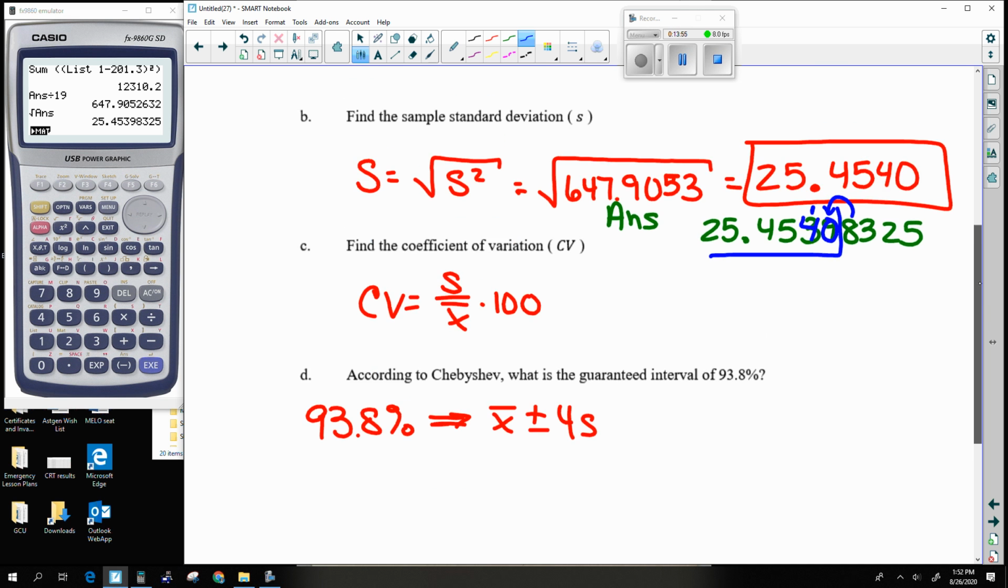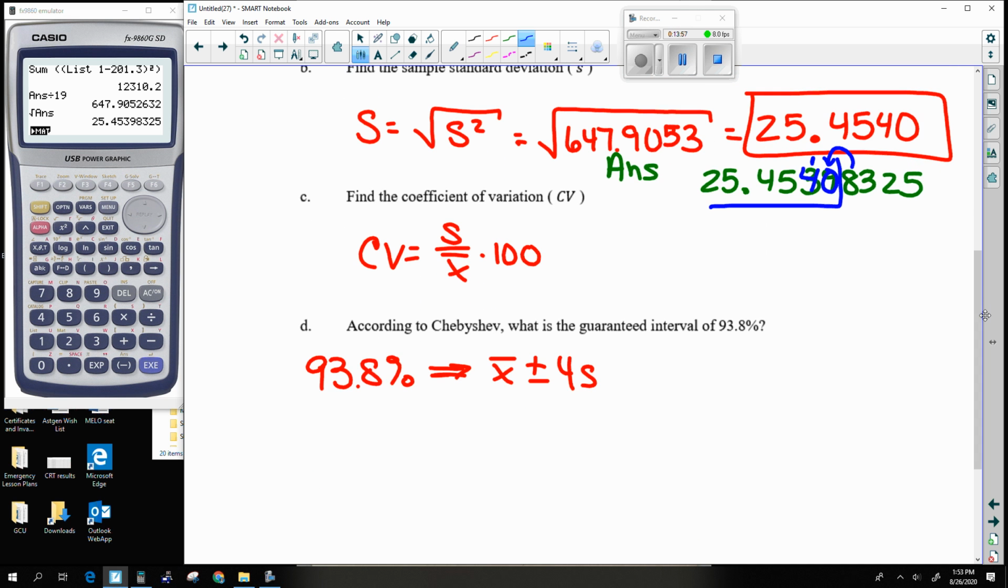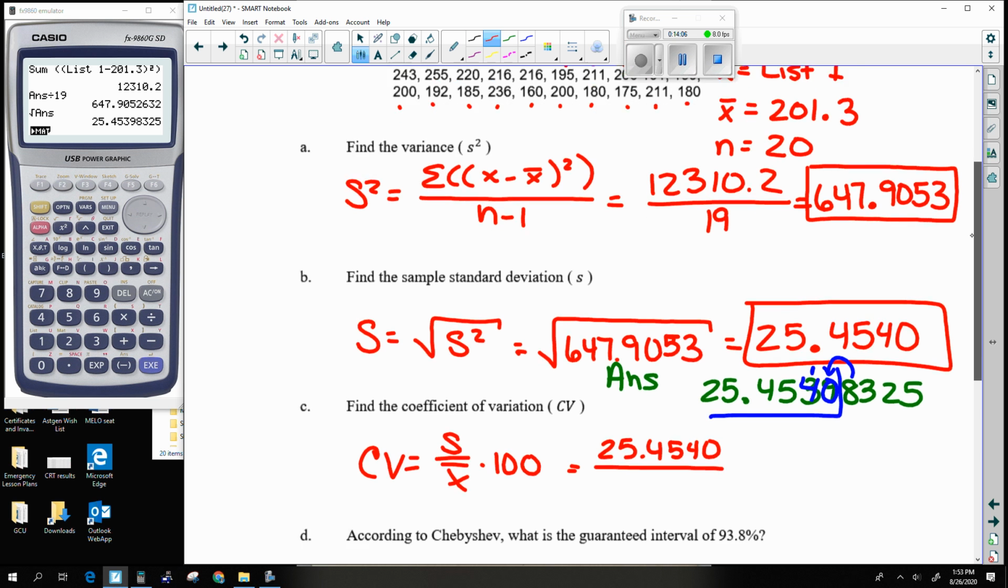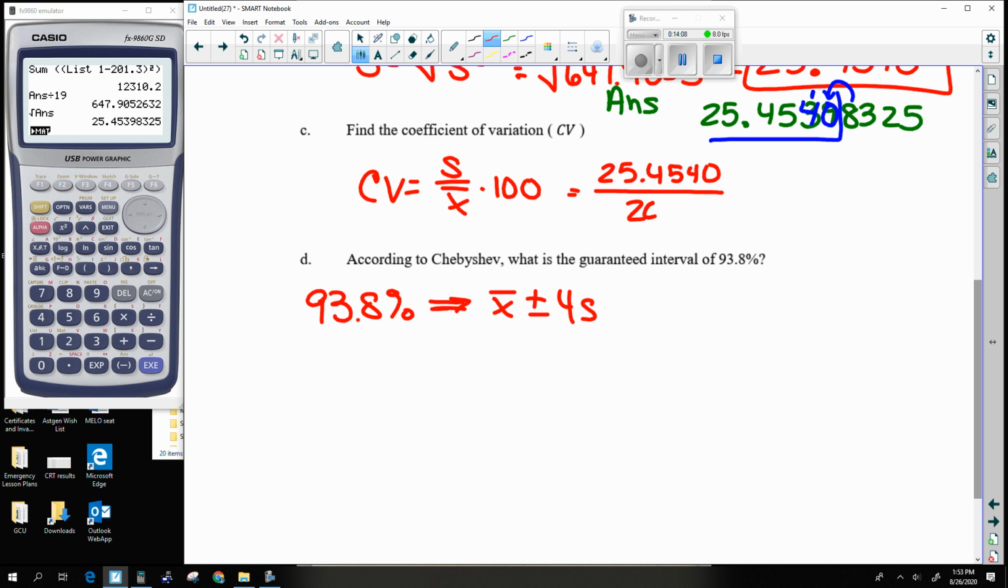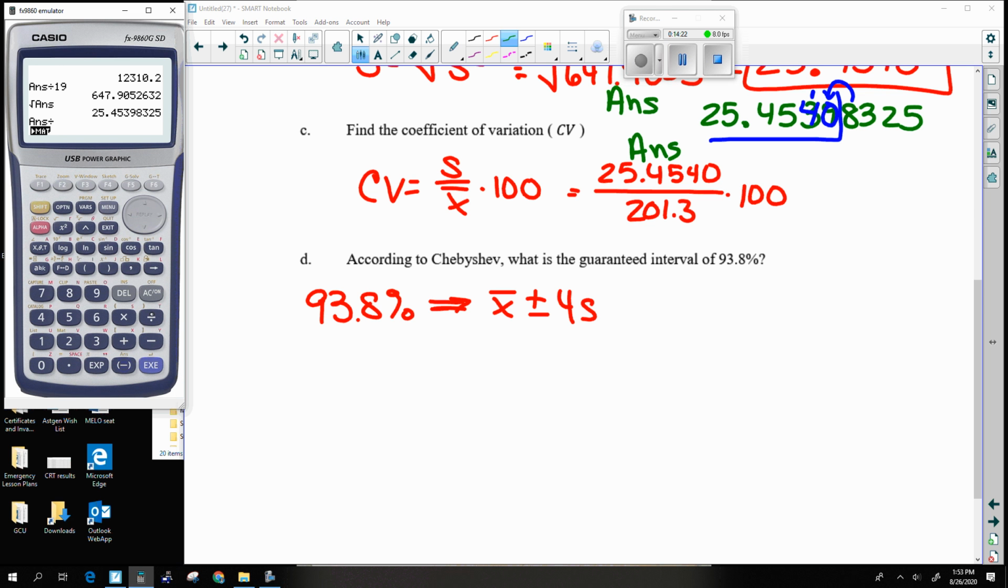Okay, coefficient of variation. So this is going to be s, which is 25.4540, divided by x bar, which is 201.3, times 100. Again, I am not actually typing 25 blah blah blah, I'm going to use answer as a substitute. That is the answer in my calculator. So shift answer, divided by 201.3, times 100.